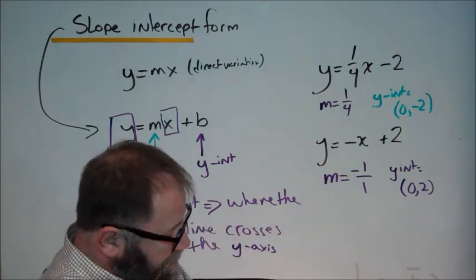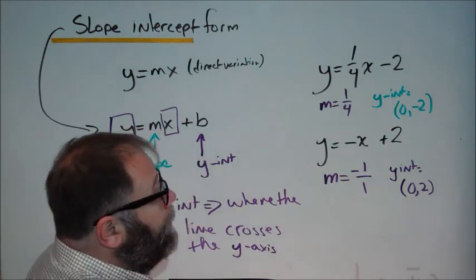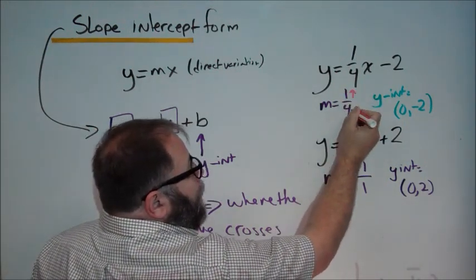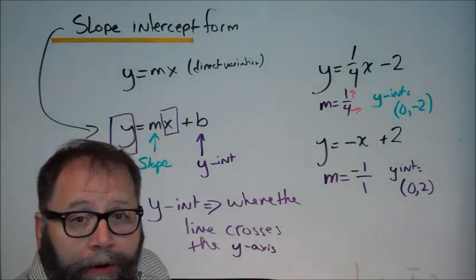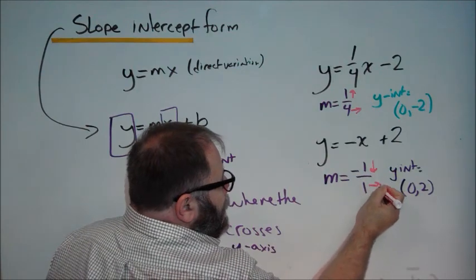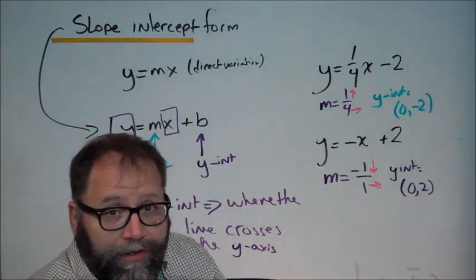Now if we go back and look at this as a reminder for slope, this slope means that the line is going to go up 1 and right 4. What this other line is going to do is go down 1 and right 1 as it travels.